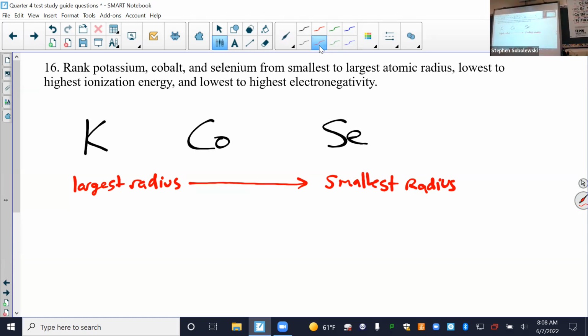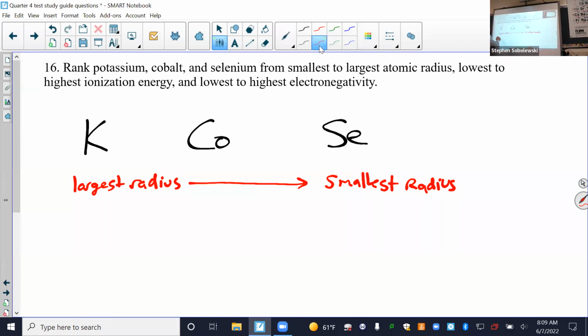The next trend is ionization energy, lowest to highest ionization energy. Remember, that's the energy required to lose an electron. Which of these is the most likely to lose electrons? It's going to be potassium on the left. We say things all year like potassium wants to lose a valence electron. It wants to get rid of it. Well, what we really mean is it very easily gets rid of it. It's due to the fewer number of protons there.